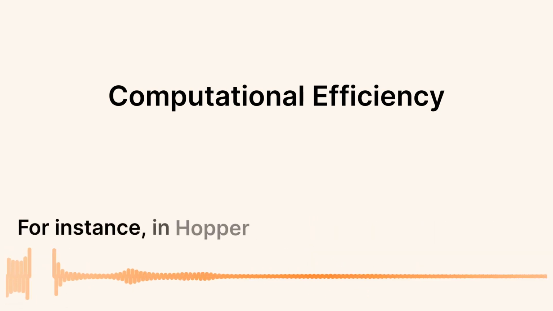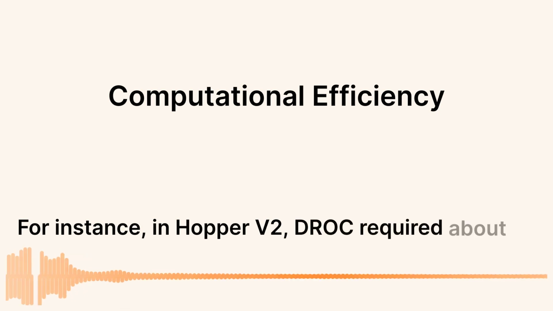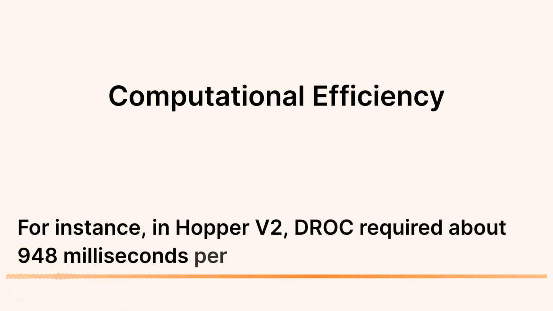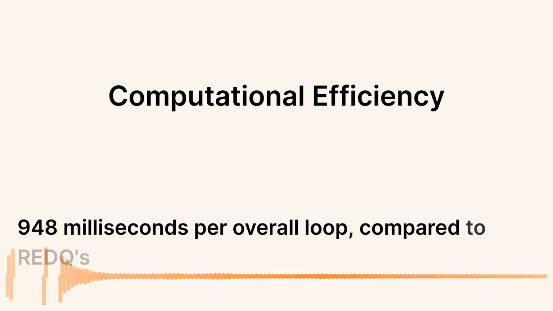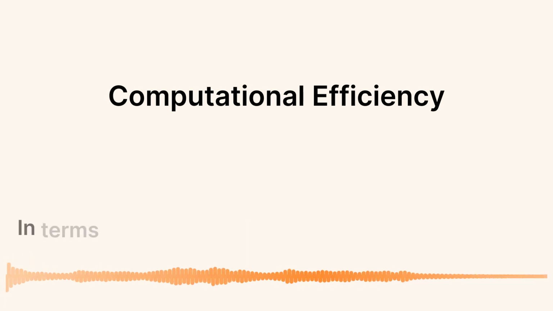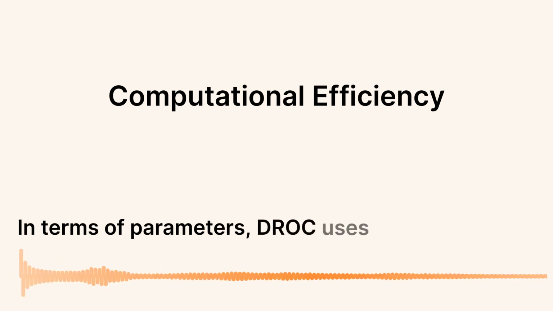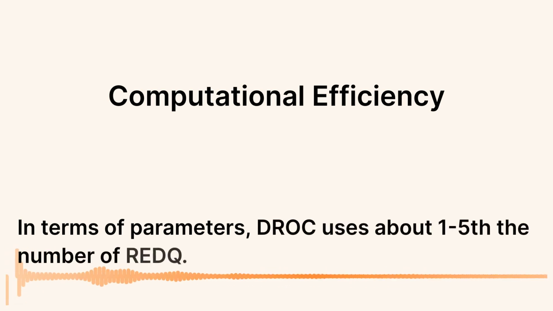For instance, in Hopper-v2, DroQ required about 948 milliseconds per overall loop, compared to REDQ's 2,328 milliseconds. In terms of parameters, DroQ uses about 1/5 the number of REDQ.